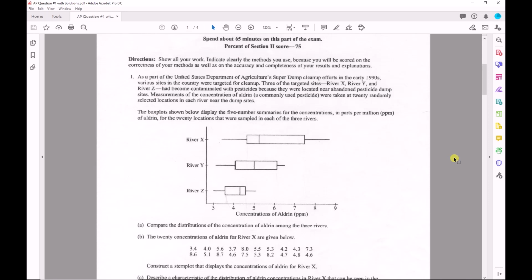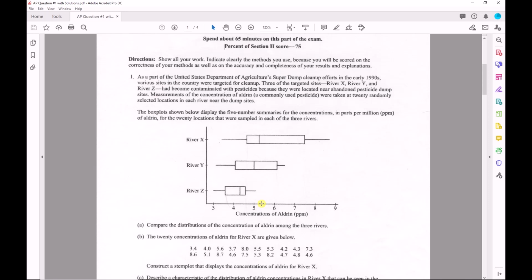And they want you to go ahead and compare the distributions of the concentration of aldrin among the three rivers. So you've got to comment on shape, odd characteristics, center, and spread. Now it's a little tough to do it if you need point estimates or IQR or something where you need the real numbers. What is this number right here for the median for river X? I don't know, 5.3? But if you want to assign a number that's close, that's fine.